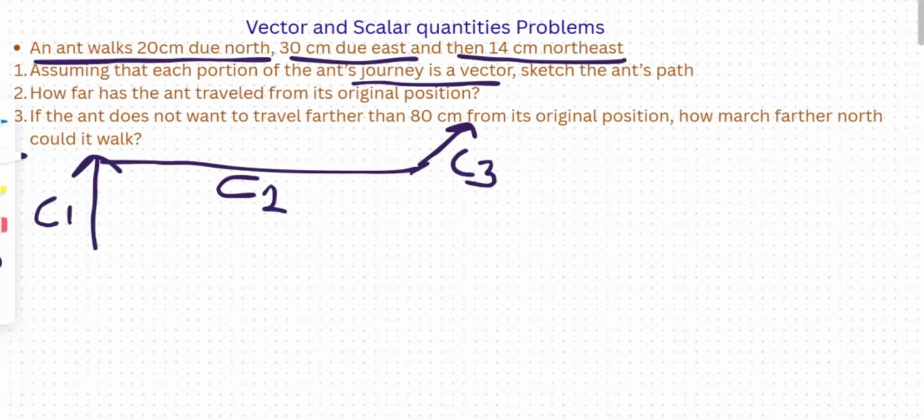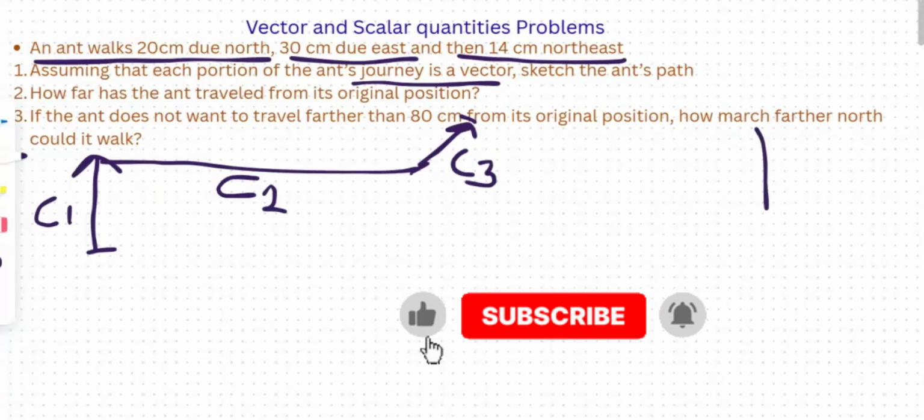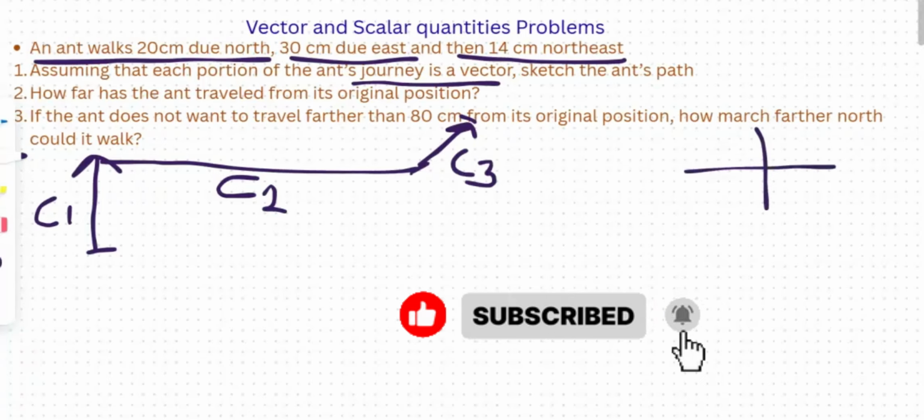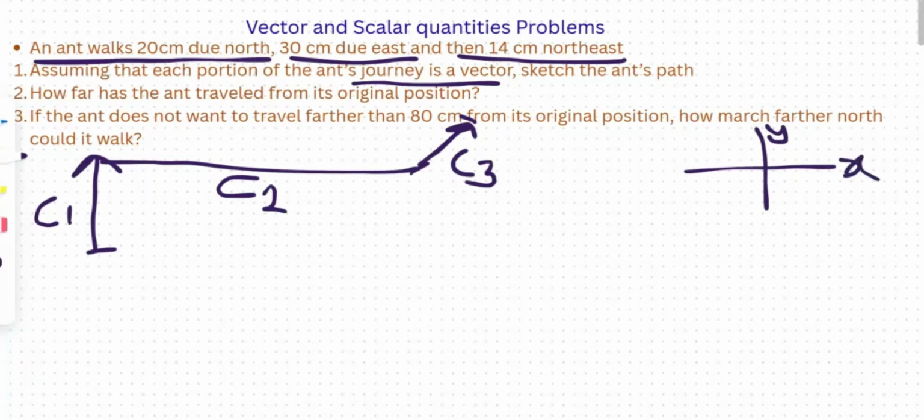The next question now says, how far has the ant traveled from its original position? This is the original position, and this is where the ant is right now. This original position says it travels north. It goes up. If you remember from our graph, when we say north, we're talking about the y part, and this is the x. So when we say something traveled north or south, you're looking at the y-axis. When you say it travels east or west, you're looking at the x-axis. Then this C3 is traveling between the north and the east, so it's going between the x and the y-axis.